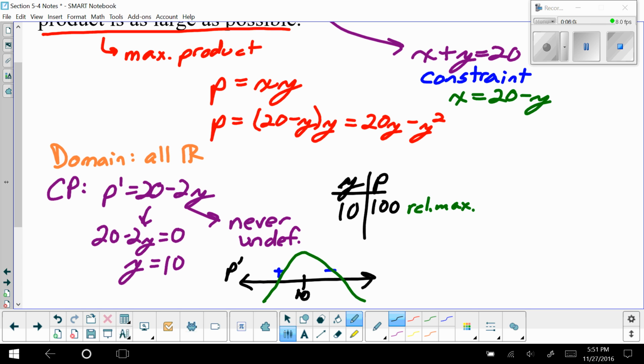Now, in terms of what I'm being asked for, I can't stop there. This is interpreted in terms of the situation. What I'm saying is we've been asked to identify two numbers, and I only have one. So the two numbers are 10, which is the y, and then I need to find x, which when I plug that into my constraint is also going to be 10. I'm not being asked what is the maximum product. If I were, I would be sure to include that. I'm just being asked what are these two numbers.